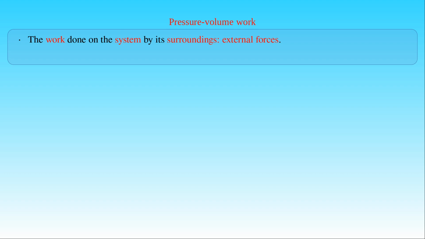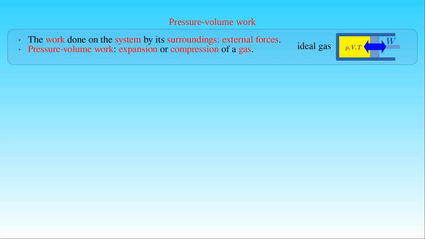In the example illustrating the first law, the piston compressing or expanding an ideal gas in a cylinder did work on the system. A thermodynamic system can also do work on its surroundings. For example, if the ideal gas expands or contracts in a cylinder, then the gas does mechanical work by moving the piston. In any thermodynamic process, where a substance in the system changes its volume, the work done either on or by the system is called pressure-volume work.